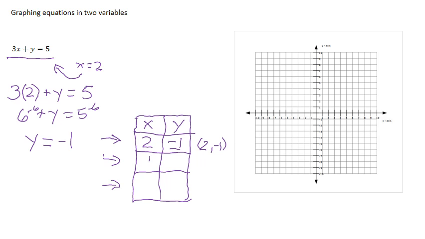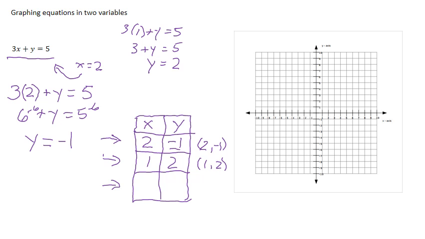So we'll throw in a 1 for X. Let's see what happens when X is equal to 1. So let's take some space up here. 3 times when the X value is 1 plus Y equals 5. 3 times 1 is 3 plus Y equals 5. Going to subtract 3 from both sides. Y is equal to 5 minus 3, or 2. There is my Y value for my second ordered pair, which will become (1, 2).